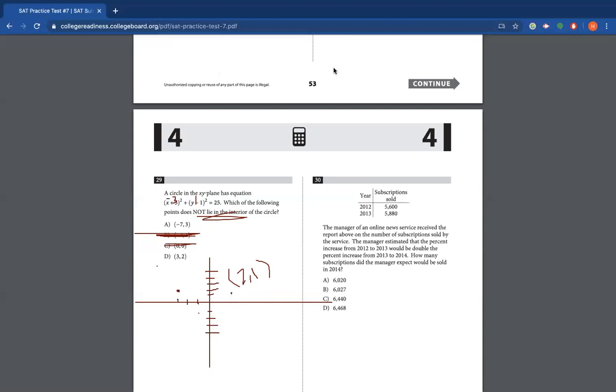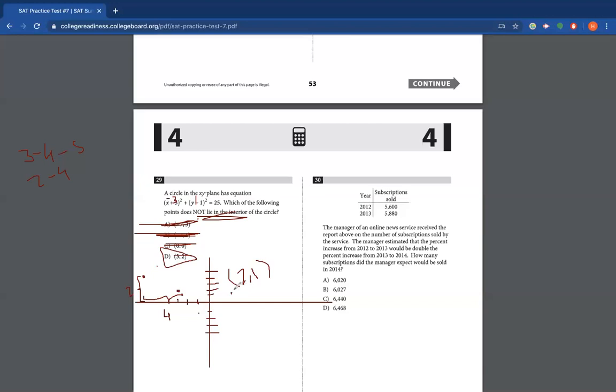We also have -7, 3. -7 is over here and 3 is up here. That's going to be a distance of 4 away, and then a height of 2. If you remember the Pythagorean theorem, this is going to be less than 5, because a 3, 4, 5 triangle gives 5, but this is a 2, 4. So it's less than 5, so this is also in. The only thing that's not going to be in is this one.